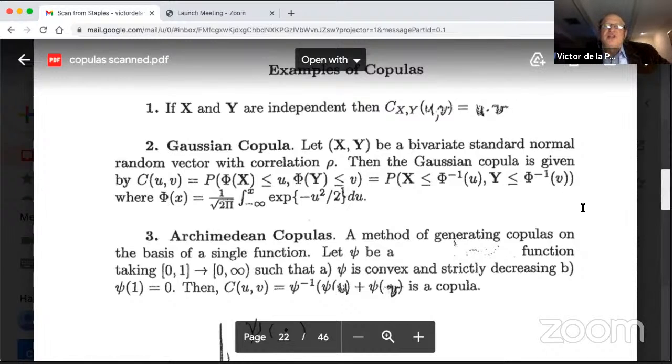Okay, so now is it clear what the Gaussian copula is?